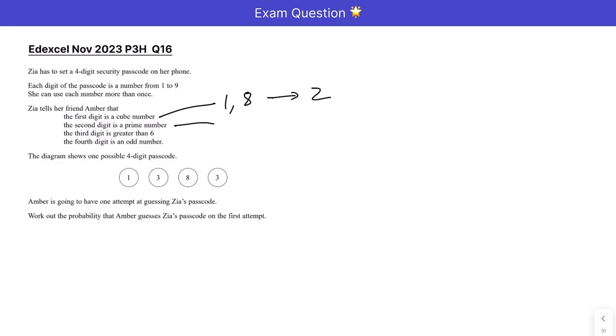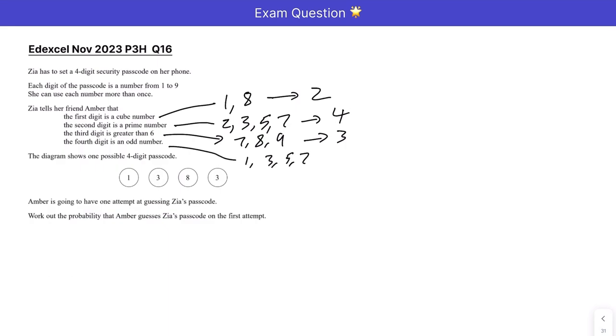The next digit is a prime number. Now a prime number is a number that has exactly 2 factors. So it's usually itself and 1. Now 1 isn't prime because it just has 1 factor. 2 has 2. So there's 3, 4, 5, 6, 7, 8, and then we have 9. So that can have 4 possible options. Any number greater than 6, so that can be 7, 8, 9, so that can be 3. And a number that's odd, so that's 1, 3, 5, 7, 9, so that's going to be 5.